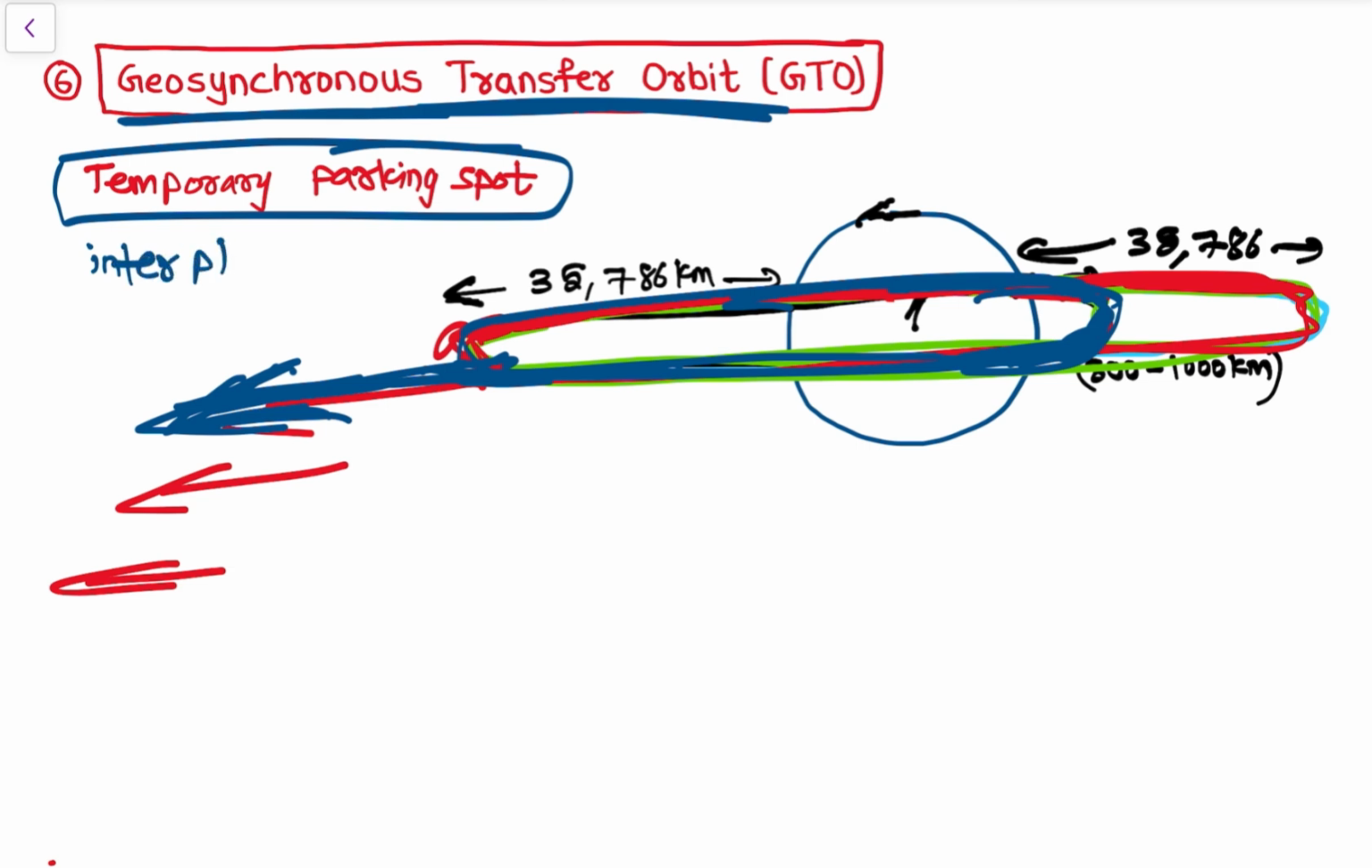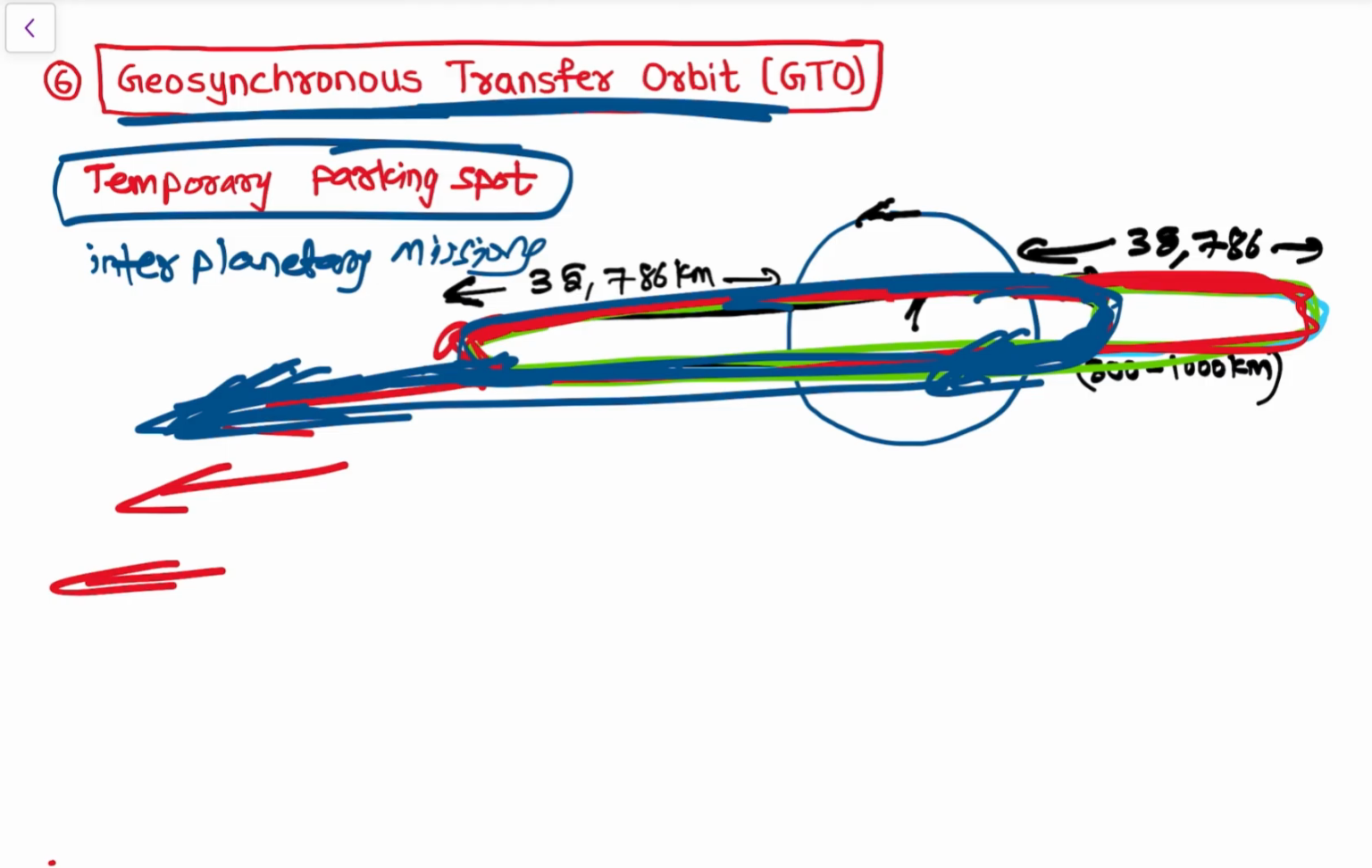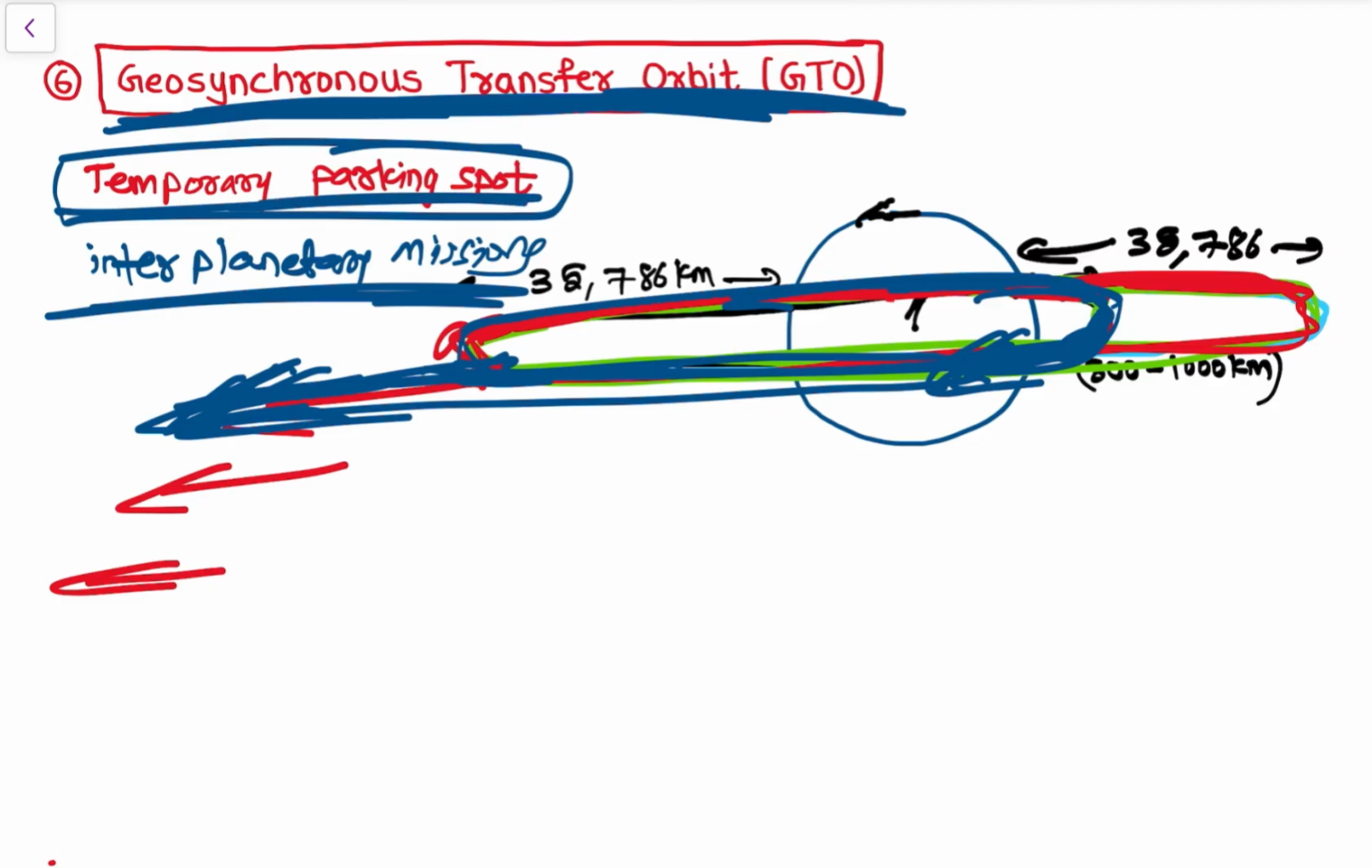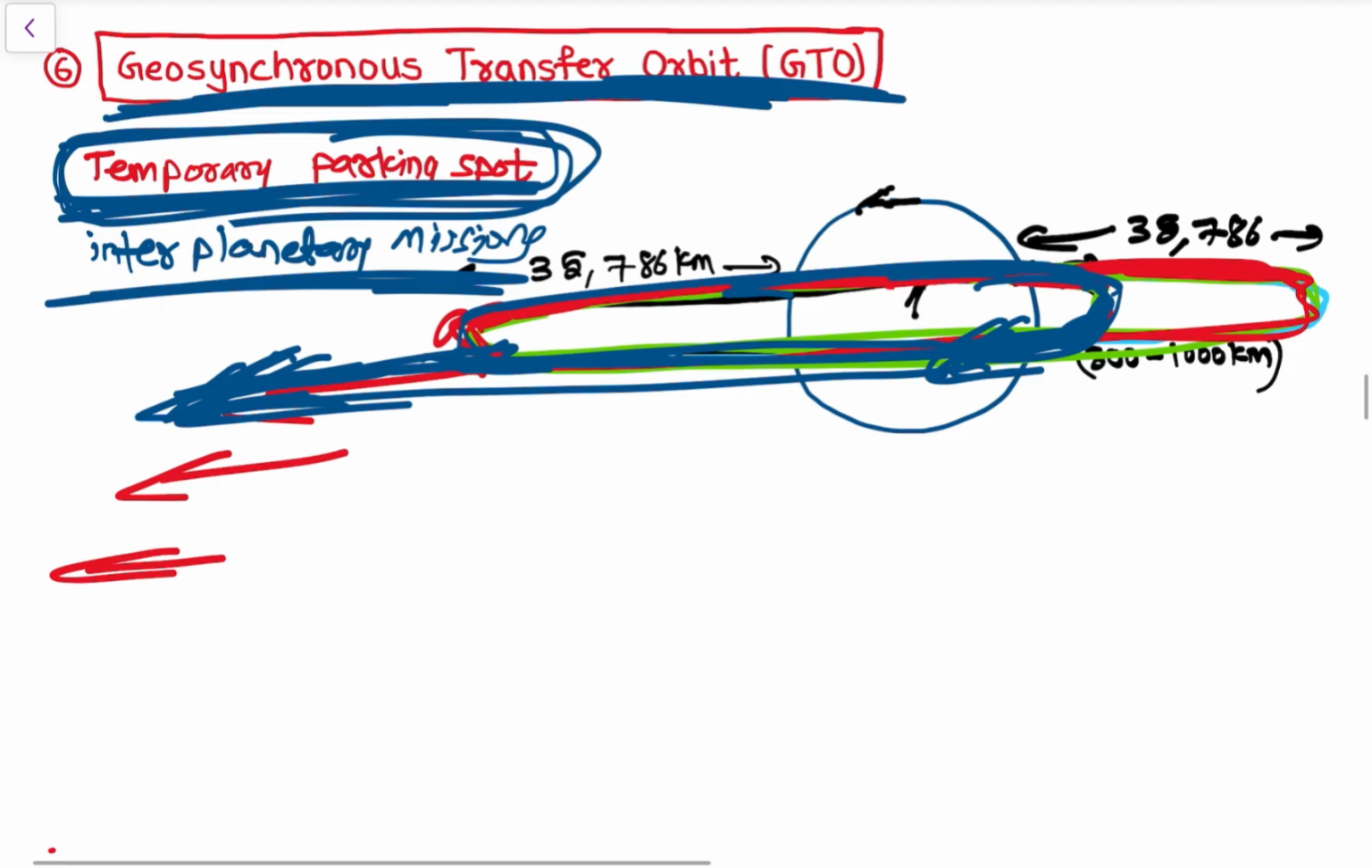interplanetary missions. और जब कंडीशंस फेवरेबल हो और विथ ज्यादा पुश से अच्छा दूर जा सकता है, राइट, देन यू कैन पुश इट. So basically geosynchronous transfer orbit is a temporary parking spot for the satellites which can be put, right. So with this we are done with all the orbits, right.